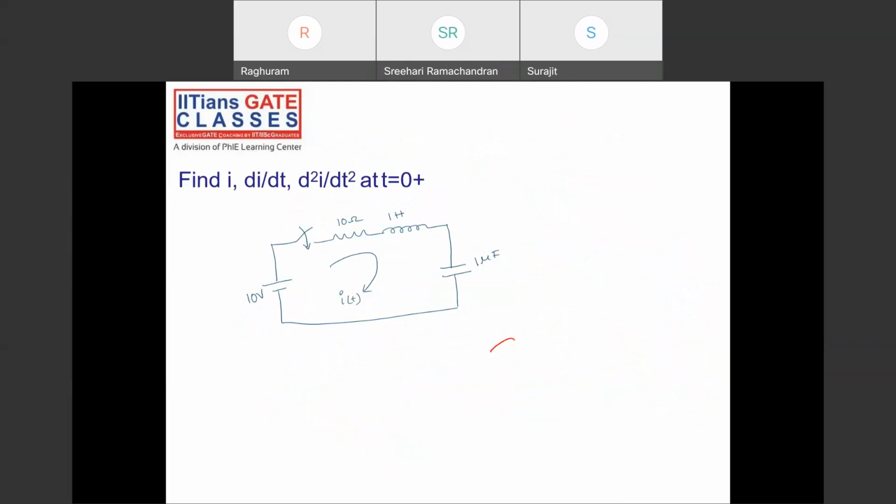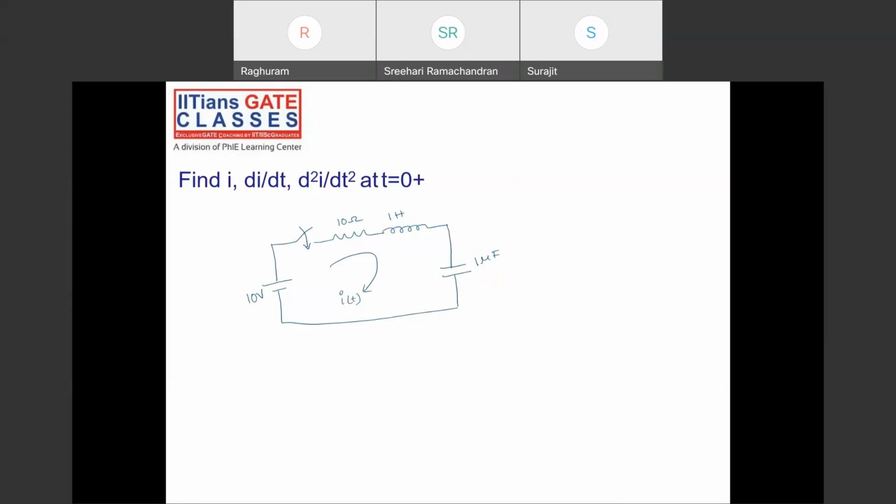Sometimes you may get this type of question in problems on second order circuits. If you remember, a second order circuit needs two inseparable L and C elements. There is one L and one C element, which are separate. So this is a second order circuit, and you need second order differential equations to solve it.